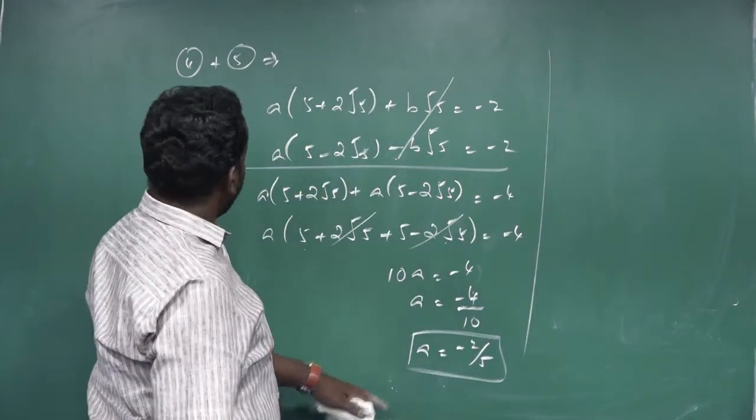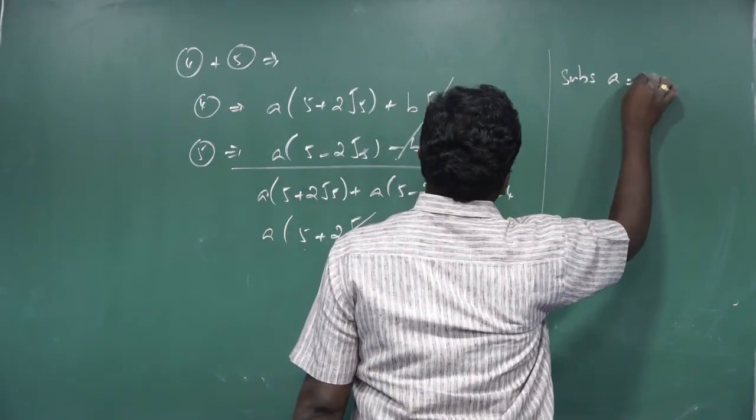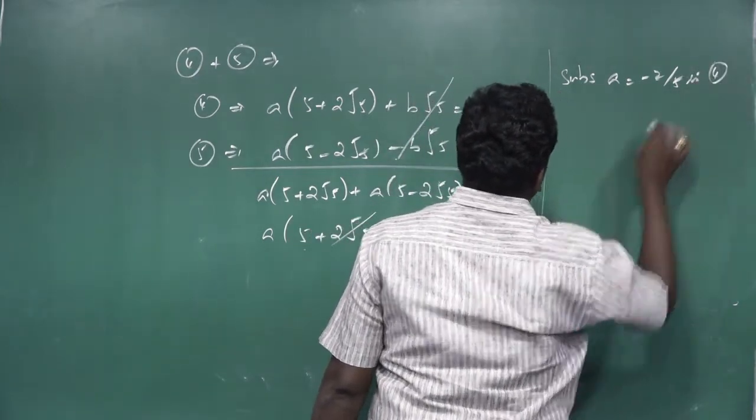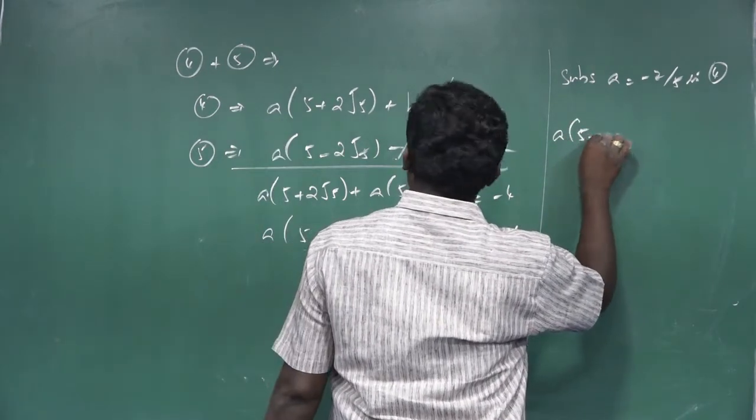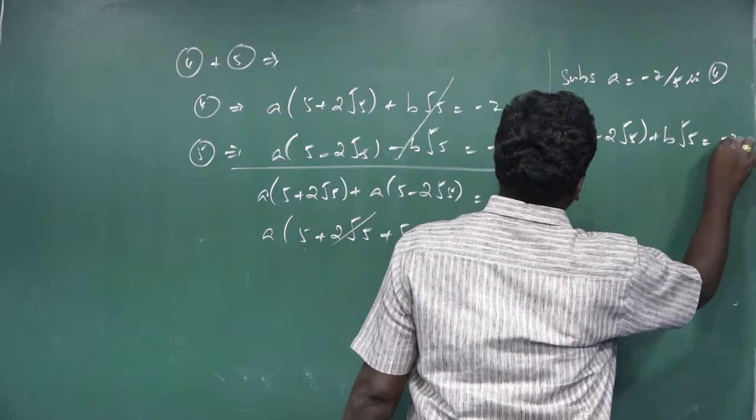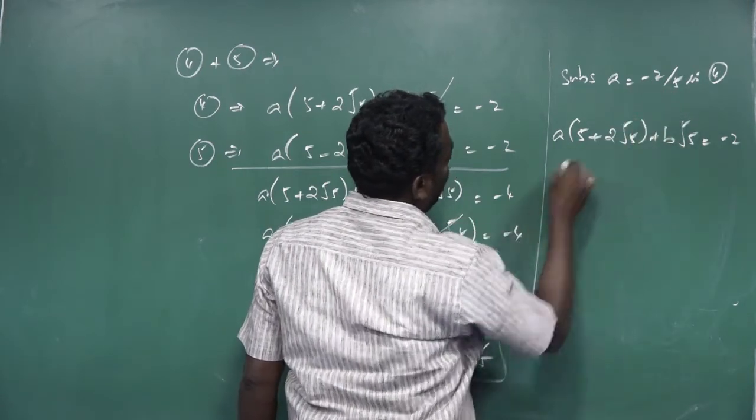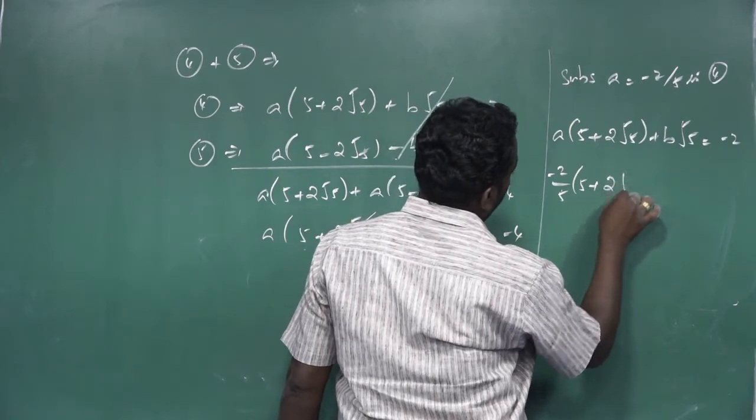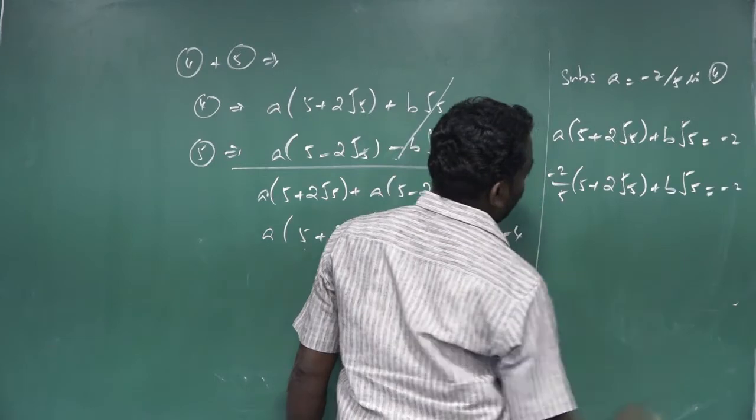Now just substitute the a value in the fourth equation. Substitute a = -2/5. What is the fourth equation here? a(5 + 2√5) + b√5 = -2, it is called the fourth equation. Now replace the a value: -2/5 (5 + 2√5) + b√5 = -2.